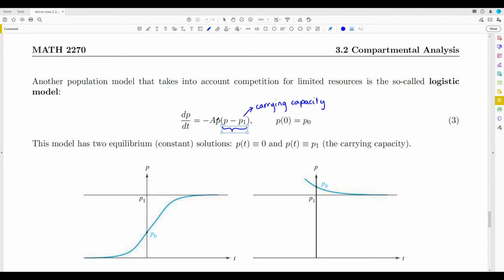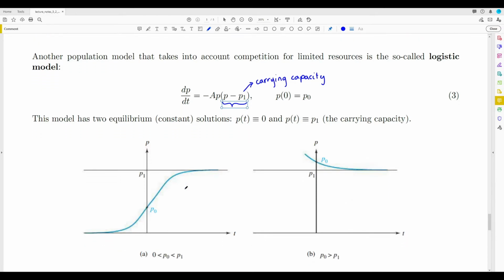So if you start at the population 0, it cannot grow. And the other one is if p of t is p1, equal to the carrying capacity. Notice that when you plug in p1, this becomes 0, and that means dp/dt is 0, and that means p is constant, and so p1 is a solution.